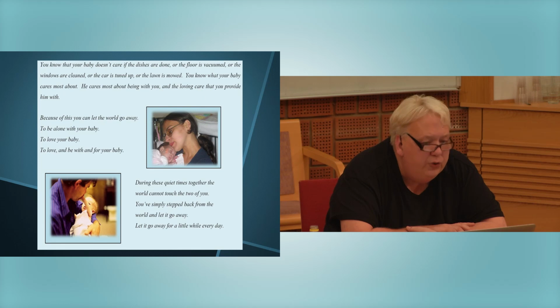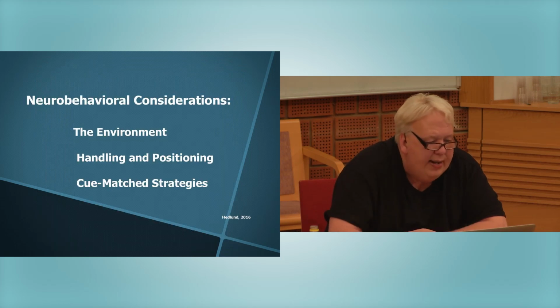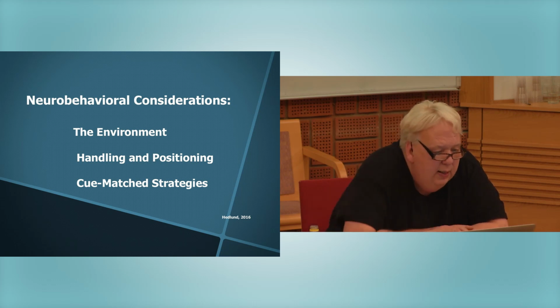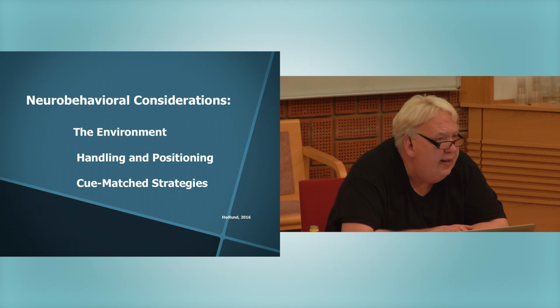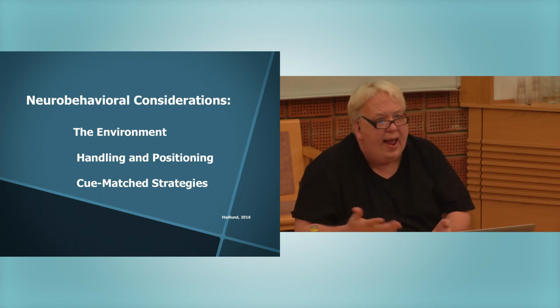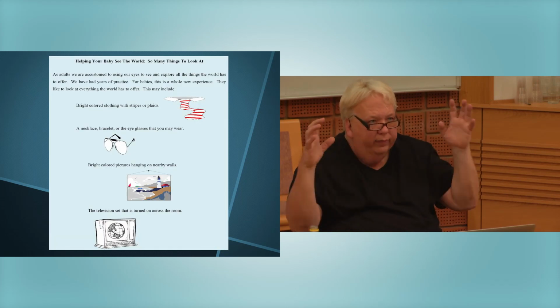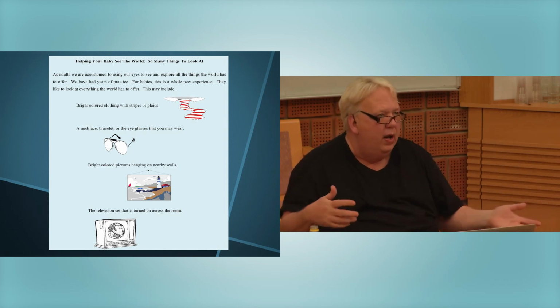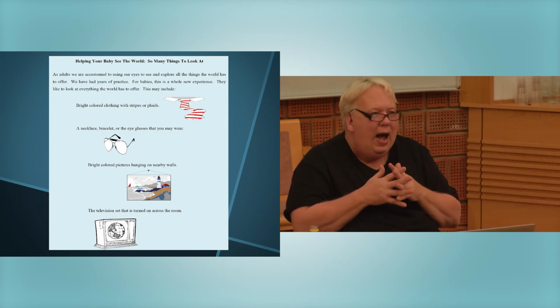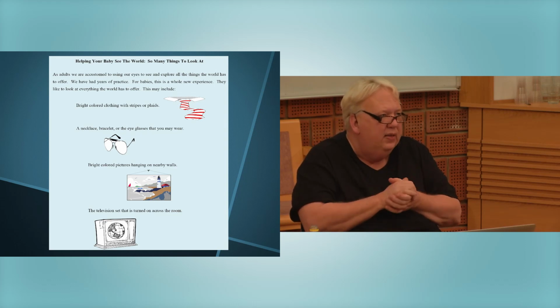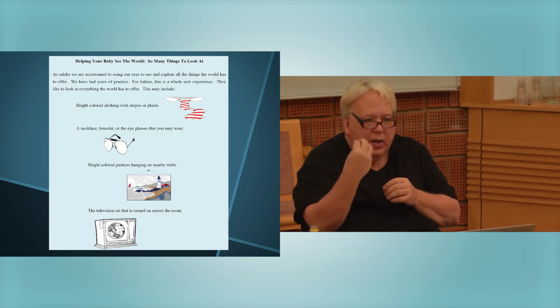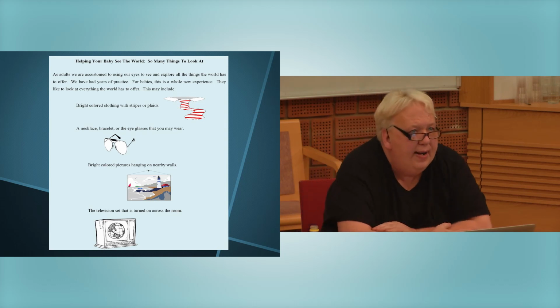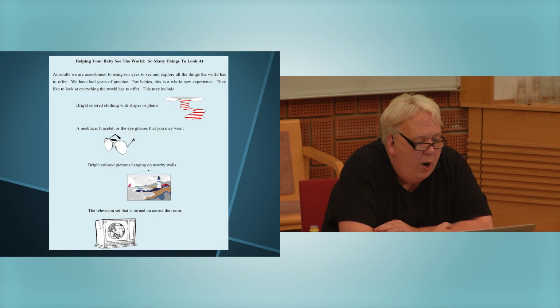Neurobehavioral considerations are also part of the family materials, and we're looking at the environment, handling and positioning, and cue match strategies, such as helping your baby see the world. So many things to look at. Sometimes the parents' homes may have many overstimulating pictures with the television going on, the radio going on. We try to help the parents see how that might affect their infant's ability to tend to mommy and daddy speaking to them, and probably avoiding the television on when you're trying to interact with the child.